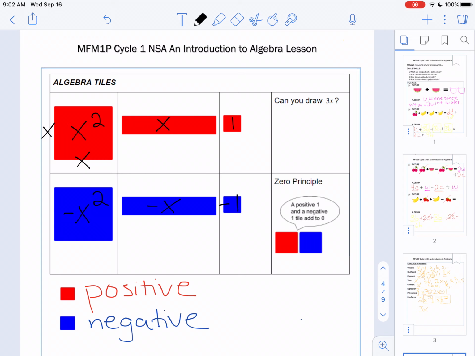And if we add a red and blue of the same size, so in this case a 1 and a negative 1, that adds to 0. That's what the zero principle is all about. If you add the same numbers of red and blues with the same shape, you can make 0. It asks here, how can you draw 3x? You're going to have 3 of our x tiles, and you'll notice this time I'm drawing them vertically instead of horizontally. It doesn't matter, each one of these is x, is the type of tile, and there's 1, 2, 3 of them. So remember, 3, the coefficient, tells us how many.